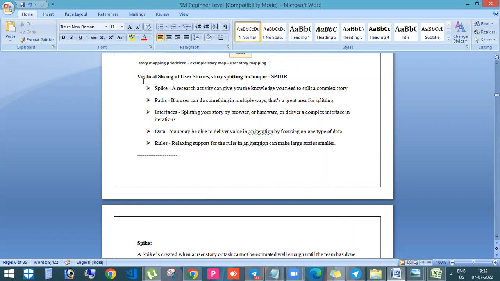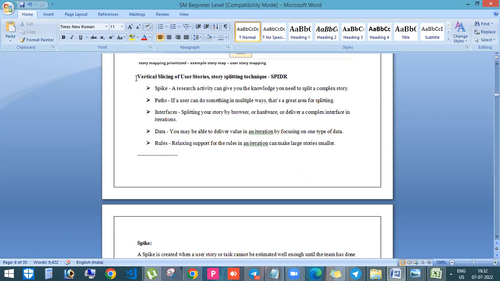What is the story splitting technique? We can split a story using many techniques. Normally, you should split your story in a vertical way, not in a horizontal way. See, you are cutting a cake. Consider that your cake has 3 layers. When you cut a cake, you cut in a vertical way, right? Not in a horizontal way.